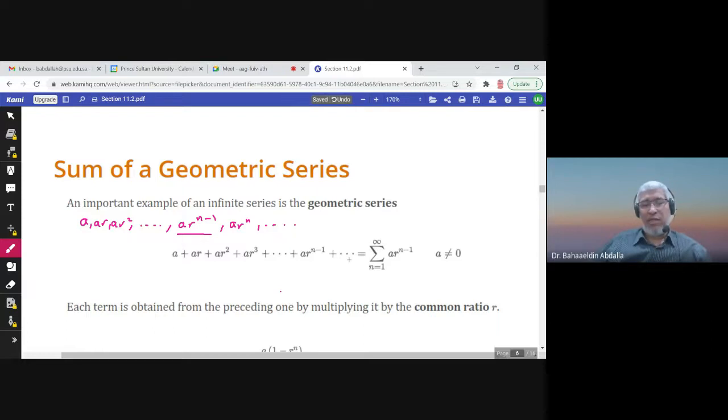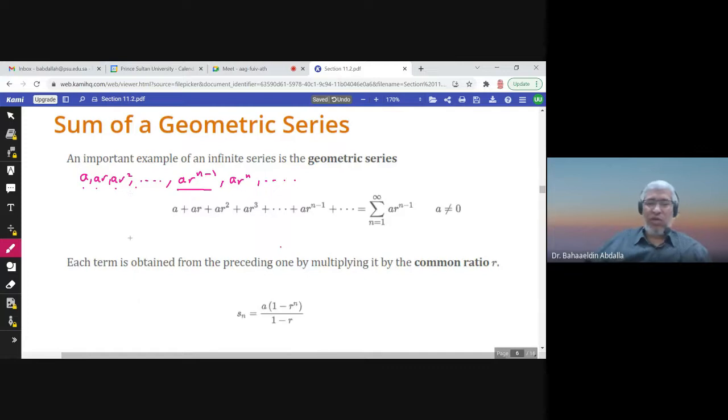Now, if we add the terms of the sequence, we get a geometric series. What is important here, each term, we obtain the next term by multiplying the previous term by r. So this is a, times r we get ar, multiplied by r we get ar squared, then ar cubed, and so on. This r is called a common ratio, and we can find it by dividing any term by the previous term. So for example, if we divide a times r to the power n over a times r to the power n minus 1, a cancels with a, and we get r to the power n minus (n minus 1), or just r.